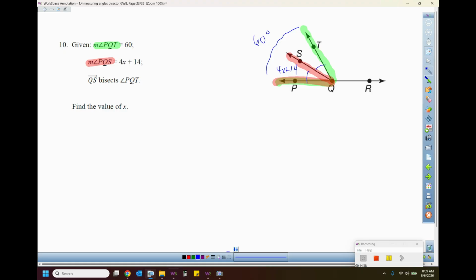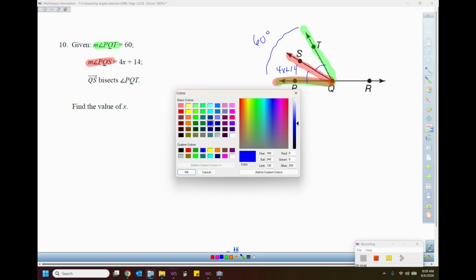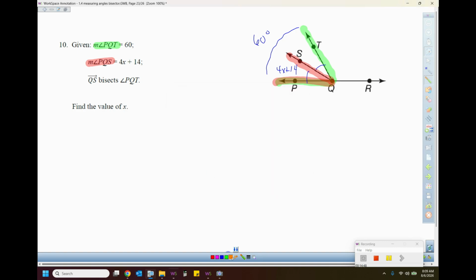But the weird part is we don't have any representative for this. We know this little piece down here is 4x plus 14. What's the orange piece? Well, brain says, if this whole thing is 60, and it's cut into 2 equal pieces, then can't we just take 60 and divide it by 2 and call each one of these 30 degrees and 30 degrees? And I say winner, winner, chicken dinner to that, you can totally do that because that's what a bisector means. That's the definition of a bisector, it cuts it into two equal pieces.